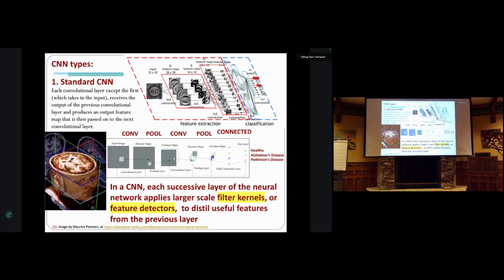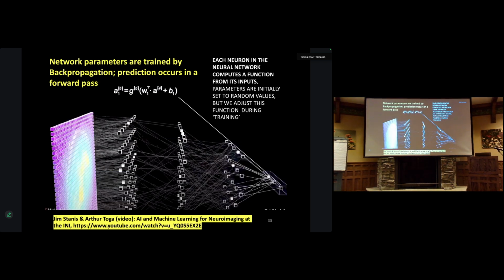So let's take a couple of steps back. Again, apologies if you teach this, but it's also kind of fun and new. In a standard convolutional neural network, you're going to feed in the MRI, and the MRI is 3D. Each successive layer of the neural network applies larger scale filter kernels, or you can think of them as feature detectors, to distill useful features from the previous layer. And you can basically write this out as a mathematical function. Each neuron in the neural network computes a function from its inputs. The parameters are initially set to random values, and we adjust those parameters during training.